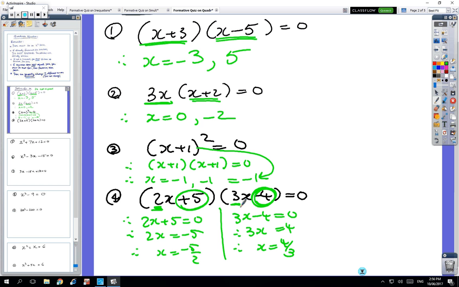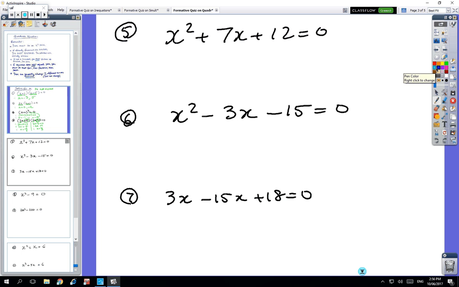Okay, let's move across to where you don't have them factorized. So again, we're looking for numbers that multiply to the back and add to the middle. Okay, so have a go, and when you're ready, come back live.